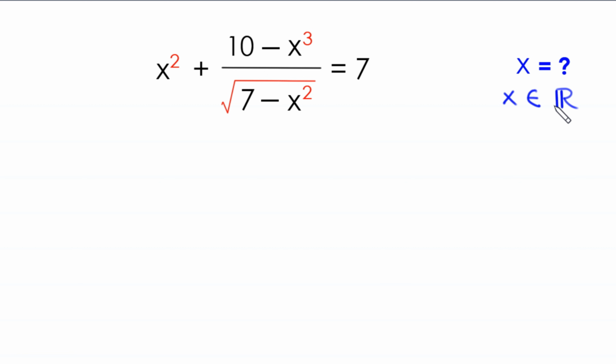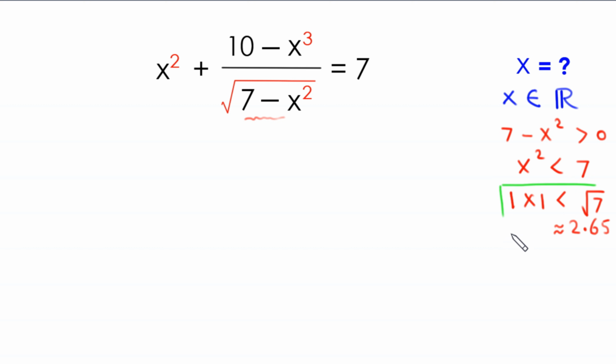So let's start. For real solutions, this expression 7 minus x squared must be greater than 0. This implies that x squared must be less than 7, and this implies that the absolute value of x must be less than root 7, and root 7 is approximately equal to 2.65. So this is the domain of this equation we use to check the solutions of this equation.